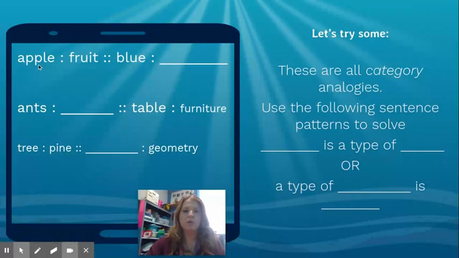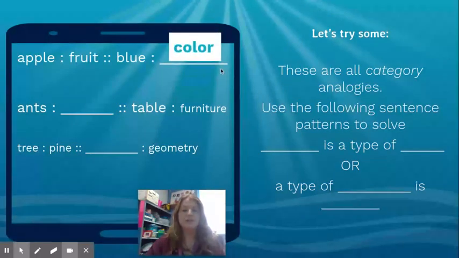In my first one, I have apple is to fruit. So I'm going to say apple is a type of fruit. Does that make sense? Okay, that does. I'm going to use that same relationship to solve. Blue is a type of, what would you say? Hopefully you said color. Blue is a type of color. Very good.